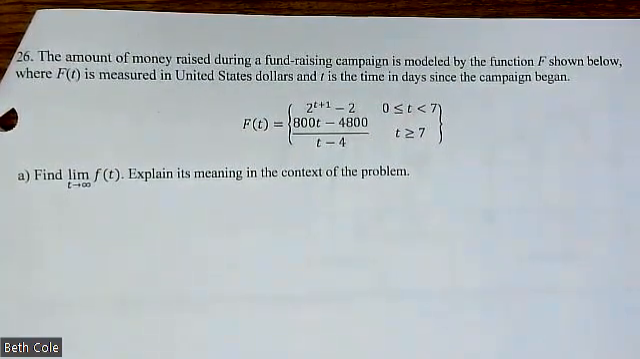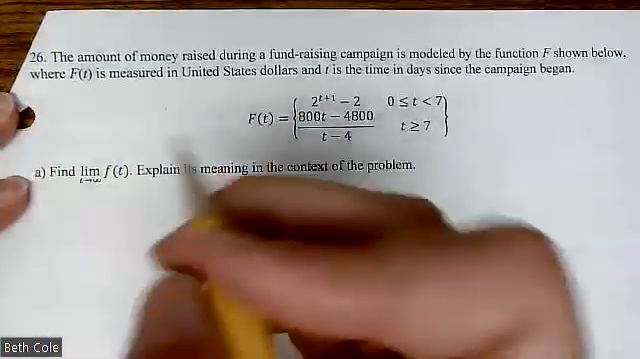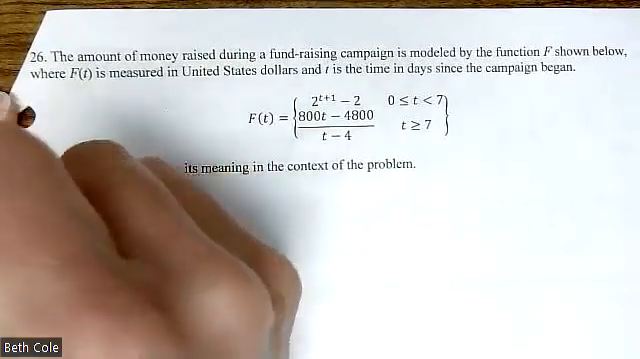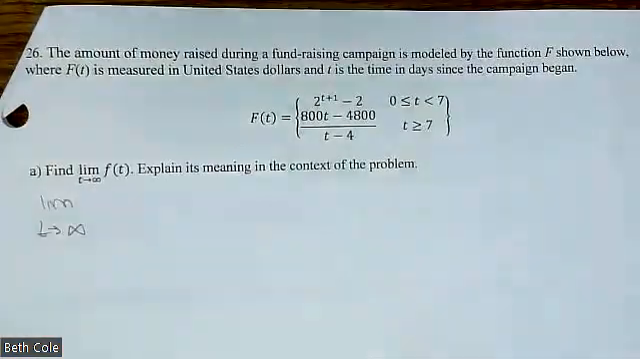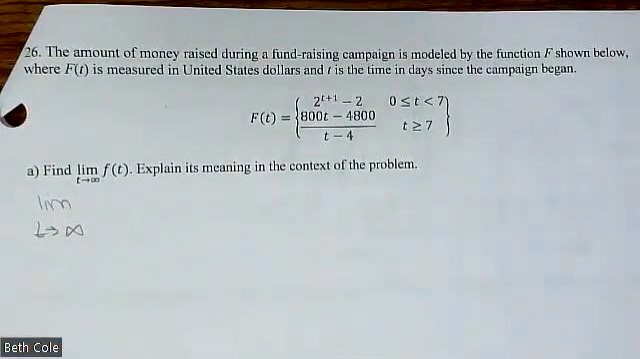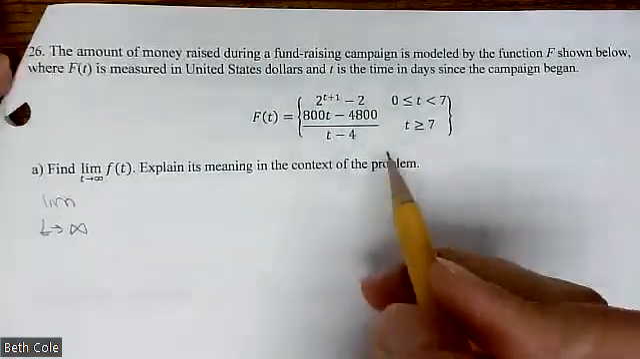All right, so the amount of money that's raised during fundraising is given by that awful function. Find limit as t goes to infinity. All right, that would be limit as t goes to infinity of which piece of the function? First one or the second one? The second one, okay?